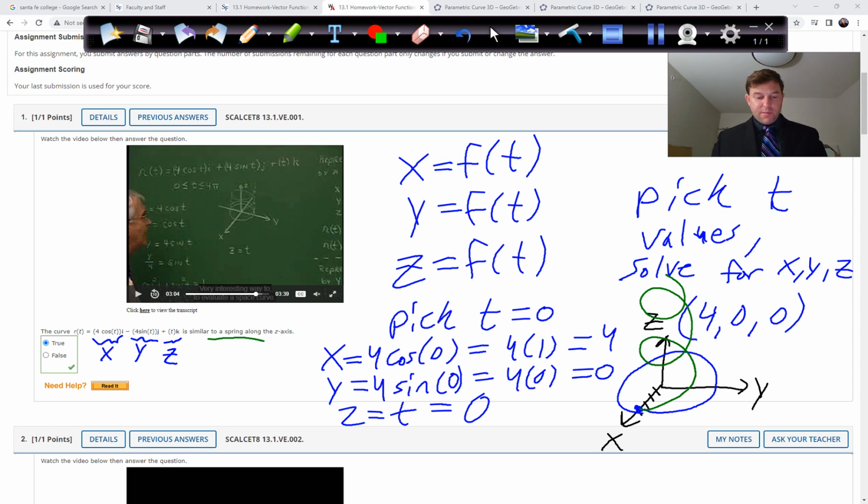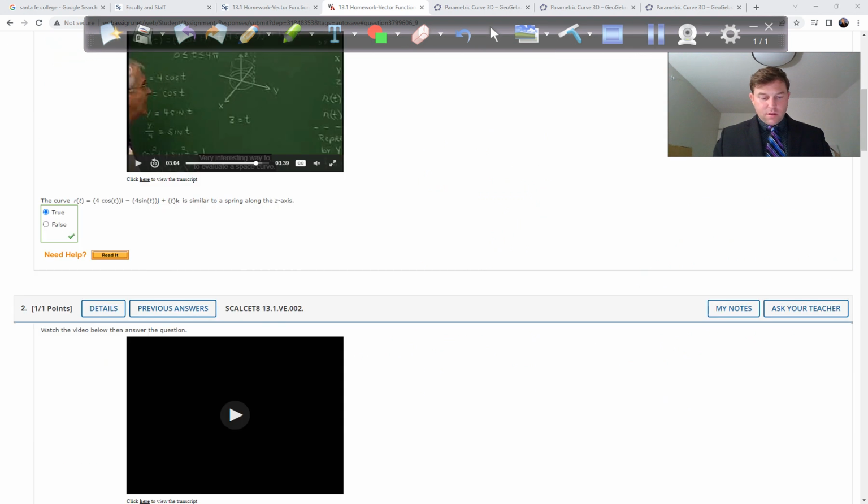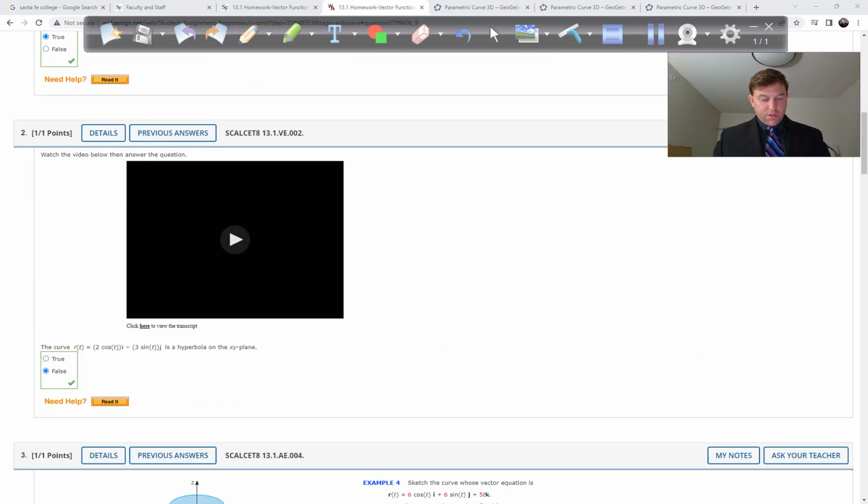Okay, so it says it's similar to a spring. Well, a spring has that spiral shape, so we would say true. Sure, it looks like a spring. Okay, that's problem 1. In problem 2, again, you can watch the video and you'll kind of see what it looks like, but it says it's a hyperbola on the xy plane. If you see what he graphs at the end, it looks like 2 lines. It looks like an X, so that one would be false.